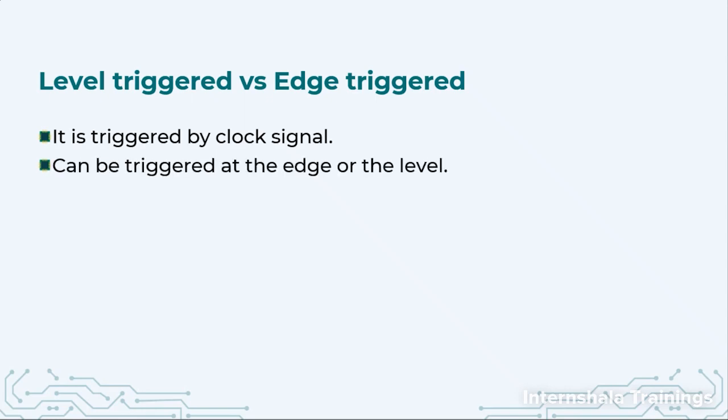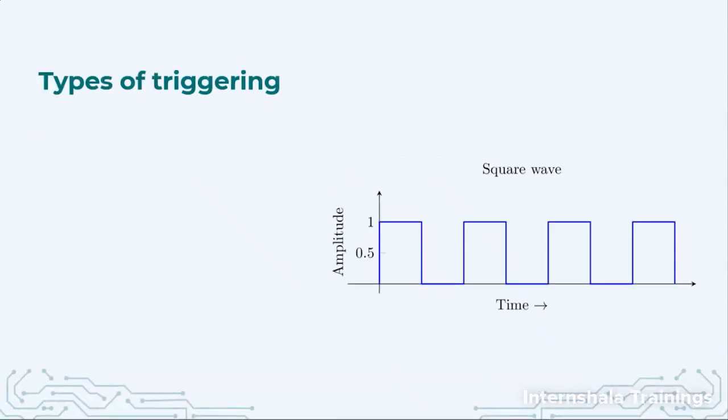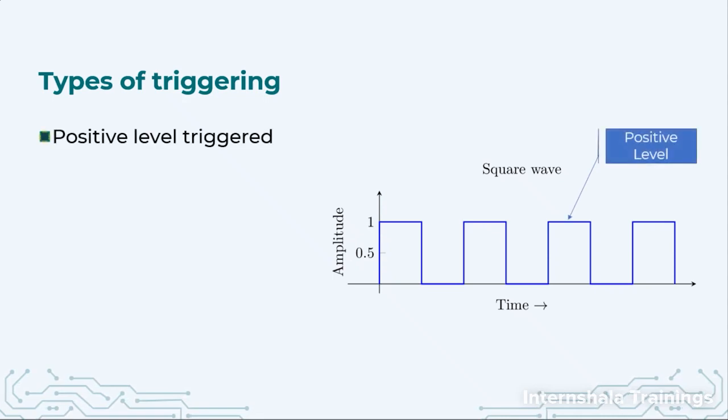Now, based on the type of triggering, we have level triggered and edge triggered circuits. Triggering is done with the help of clock signal, and we can trigger at the edge or the level of the clock. Now what is edge and what is level? Let us understand that as well. So first of all, we have this square wave. If I trigger my circuit at the level 1, that means when the value of clock is 1, I can call it that my circuit is positive level triggered.